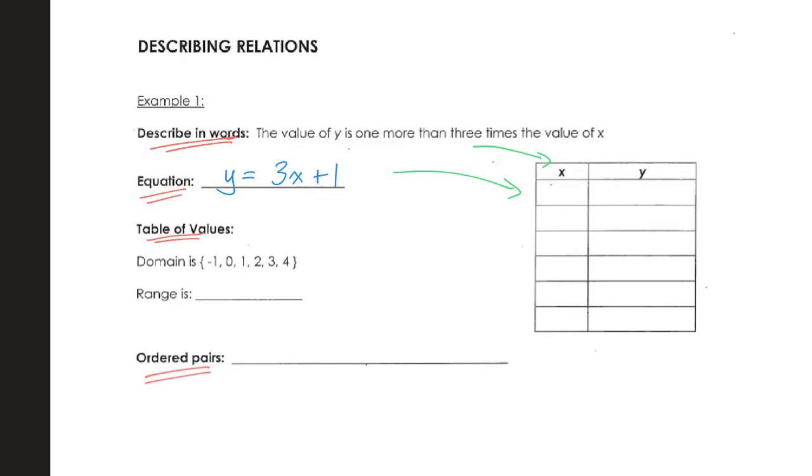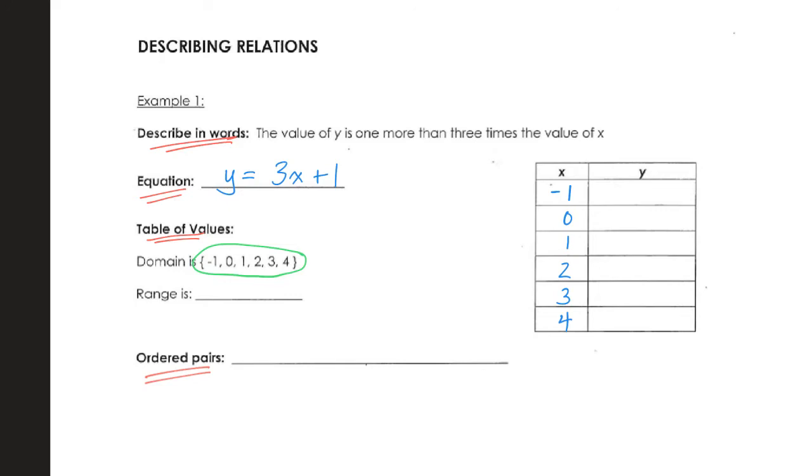Take a look inside your table of values, and you'll notice that they've told us what the domain is. I've been given the domain. And I know that domain means x values, so my x values are -1, 0, 1, 2, 3, and 4. I don't get to pick my x values. They're given for me. Okay, well, now that I have those x values, I could use my description in words, or I could use my equation.